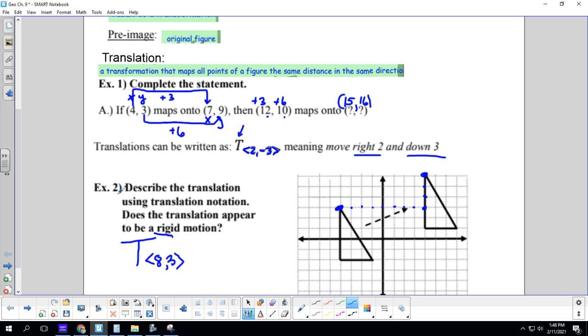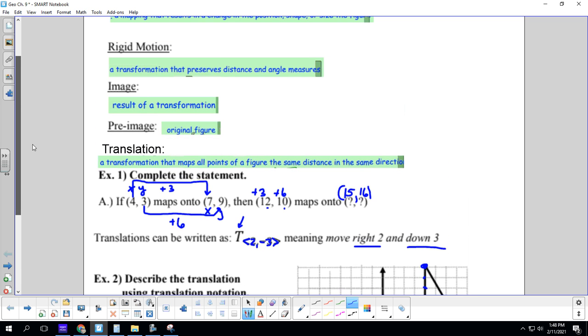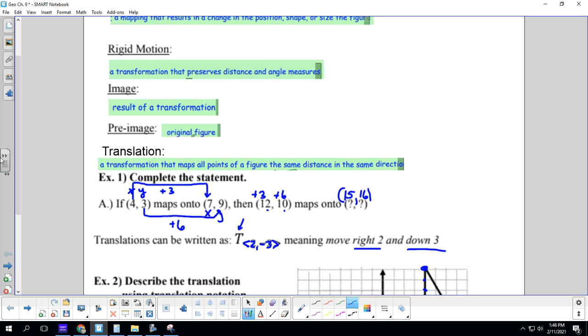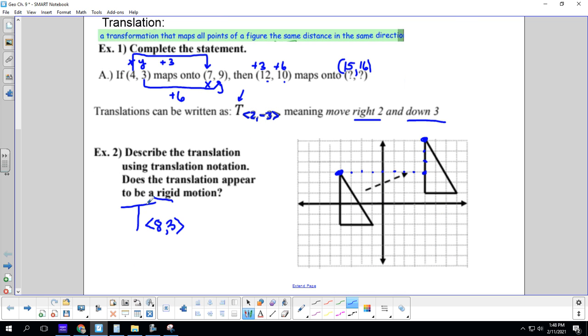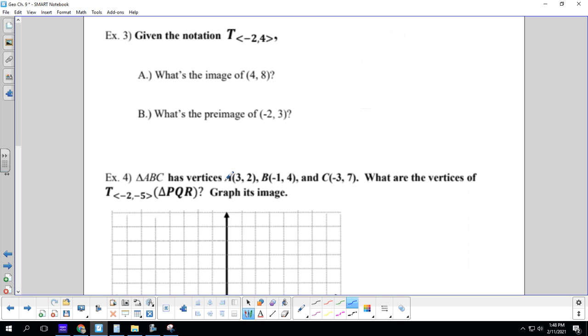And remember, rigid preserves the distance and the angle. So then we ask, is it any bigger? Are the angles any bigger or smaller? And we say no. It looks rigid. Woohoo! Okay, not too shabby.